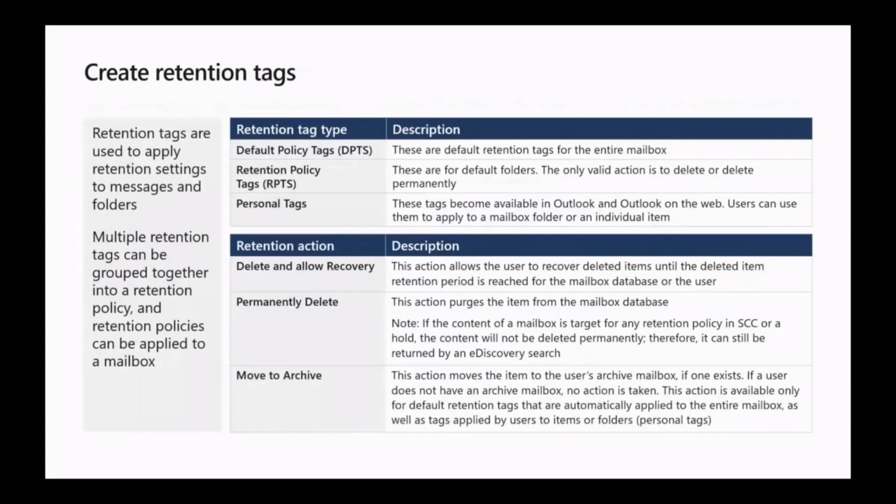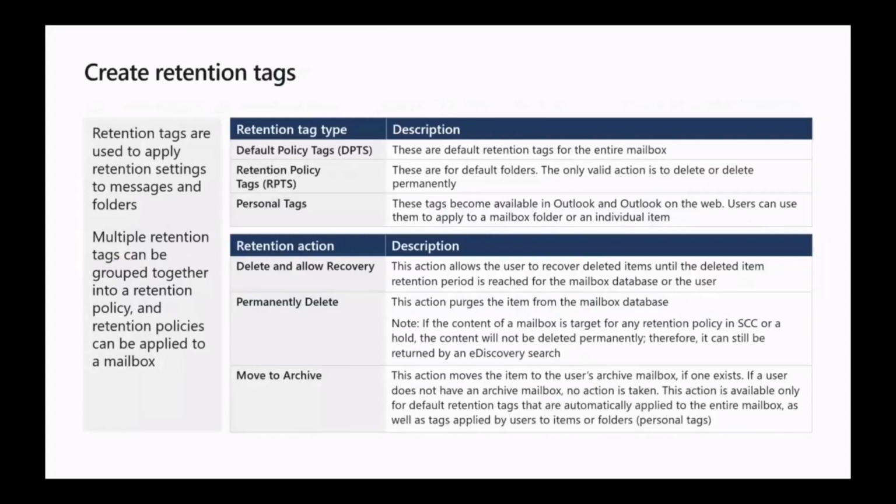The general idea, for example, is, well, for example, the DPTs are the default retention tags for the entire mailbox. Okay, this is going to be applied at the organization level. The retention policy tags or RPTs, these are for default folders. Okay, the only valid action is to delete or delete permanently. Okay, so move them to a temporary deletion like a recycle bin or delete items permanently. Okay, and then personal tags. These tags become available in Outlook and Outlook on the web, and users can use them to apply them to a mailbox folder or to an individual item if they want to do so.